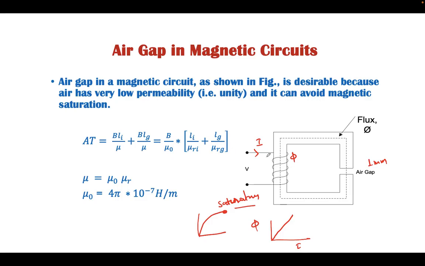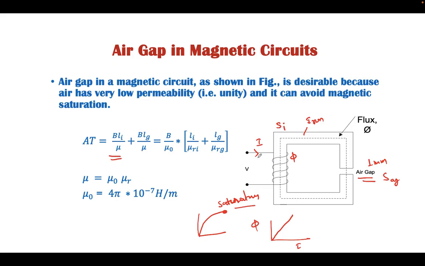Now, in this case, we can consider there are two paths. One is due to the iron, and another is due to the air gap. And hence, there will be two different reluctances. One reluctance is due to the iron path, let it be Si, and another reluctance is due to the air gap, let it be Sag.